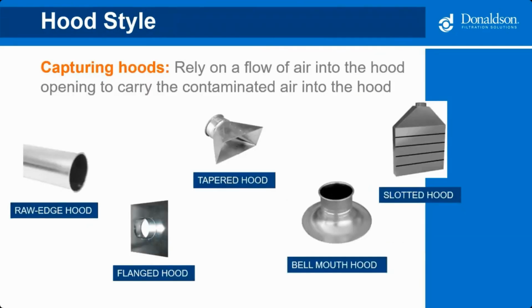A closed capturing hood is generally the most effective method of capturing material. There are 5 main types of capturing hood. They are presented in order of increasing effectiveness, but also increasing fabrication cost. They are the raw edge hood, the flanged or tapered hood, the bell mouth hood, and the slotted hood.